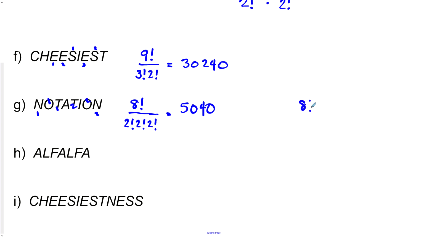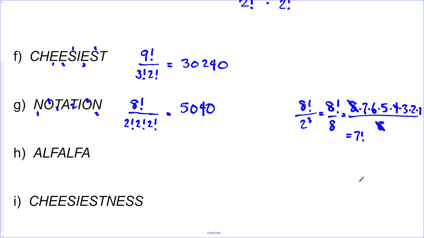This would be 8 factorial divided by 2 factorial, which is just 2, 2 factorial is just 2, and 2 factorial is just 2. So this is just 2 to the power of 3, or this is 8. So if you think about this, 8 factorial is 8 times 7 times 6 times 5, and so on, divided by 8. And so what happened was the 8 was divided off, and all we're left with is 7 multiplied by each whole number down to 1, which is 7 factorial. So that's kind of cool that that number showed up there.